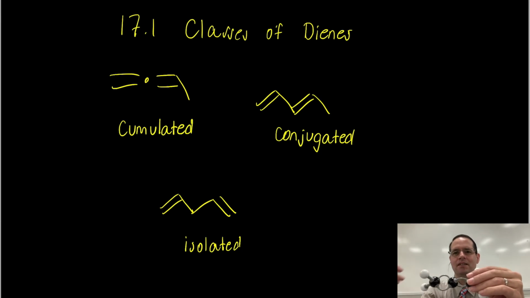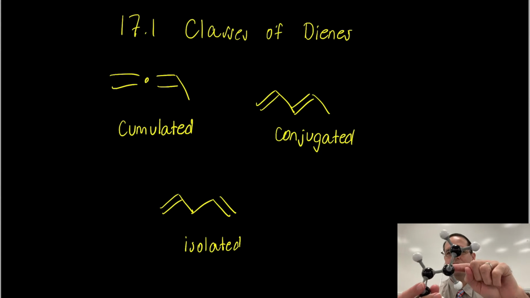Technically, it's two alkenes, but we're not going to talk about this much in organic chemistry that you experience in sophomore organic chemistry. Now, what we talk about a lot are conjugated dienes. Conjugated dienes are when the two dienes are right next to each other, okay?